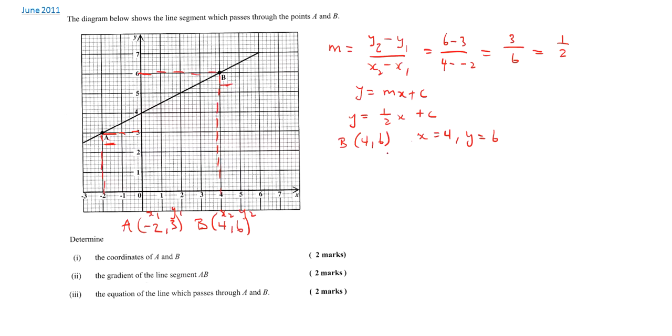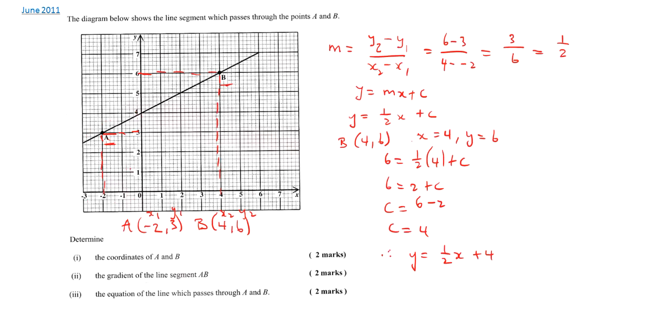So therefore we can write 6 is equal to a half multiplied by 4 plus c. So therefore 6 is equal to 2 plus c. Therefore c is equal to 6 minus 2. Therefore c is equal to 4. Right? So therefore the equation of the line becomes y equal a half x plus 4.